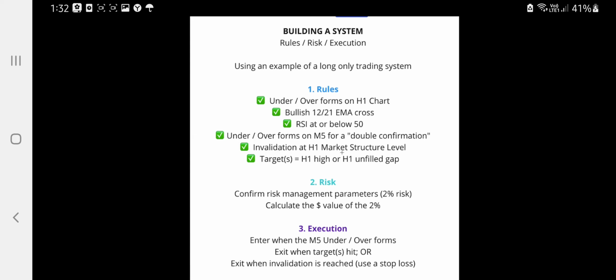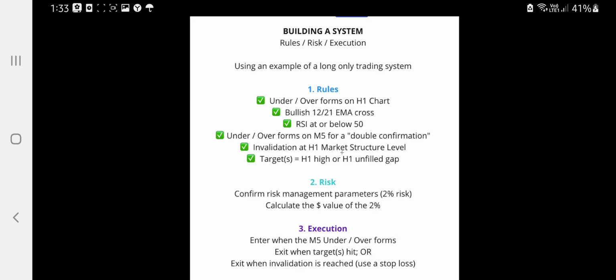Your invalidation will be at the H1 market structure level. So the previous low, the previous lowest hourly candle that led to the current highest hourly candle in the uptrend. Don't worry, we're going to go to a chart and look at this. And your targets will be either a high, so a H1 high, where there should be liquidity, or if we had broken down before that, an unfilled gap where we can go back and retest. So there's your rules. Very simple.